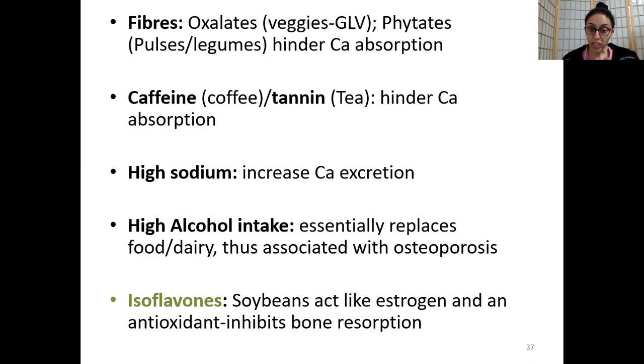Then you have your isoflavones. Isoflavones are good, that's why I have kept it in green color. Isoflavones are present in soybean. They mimic estrogen. As long as women are menstruating, they have a high estrogen level, and estrogen increases calcium absorption and retention in the bone. It prevents calcium resorption from bones. Isoflavone is the same thing. It inhibits calcium resorption from the bones. So isoflavone is good.